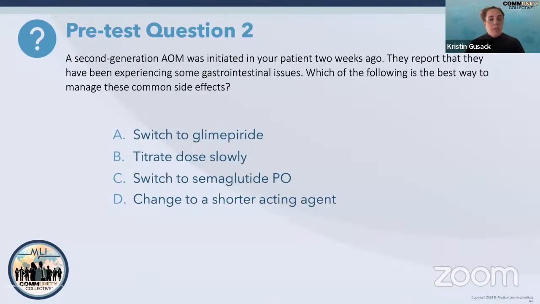Okay, pre-test question number two. A second generation AOM was initiated in your patient 2 weeks ago. They report that they've been experiencing some GI issues. Which of the following is the best way to manage these common side effects?